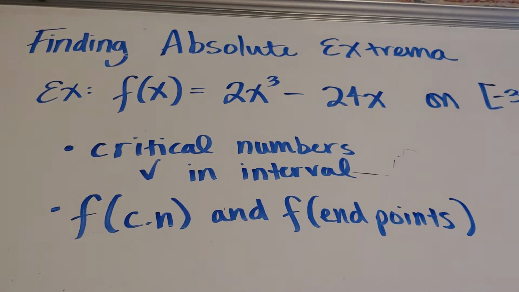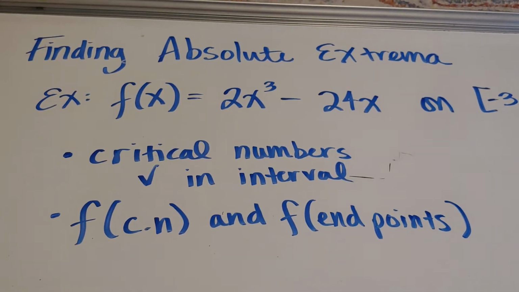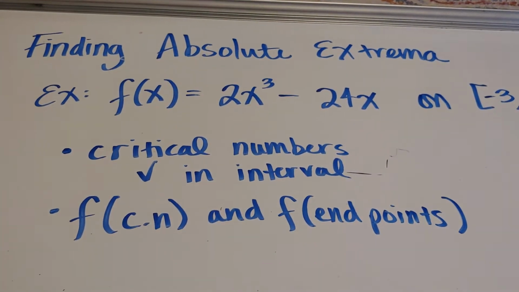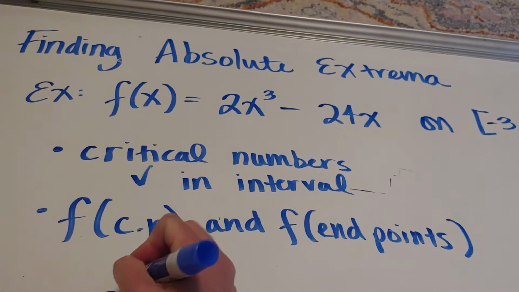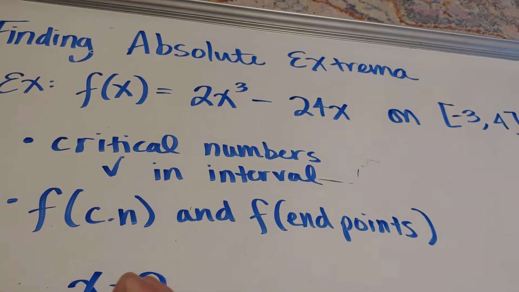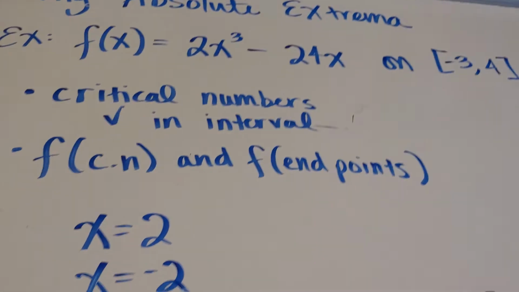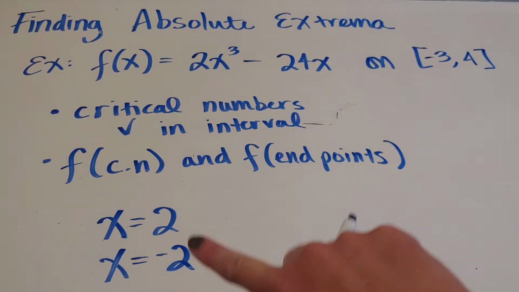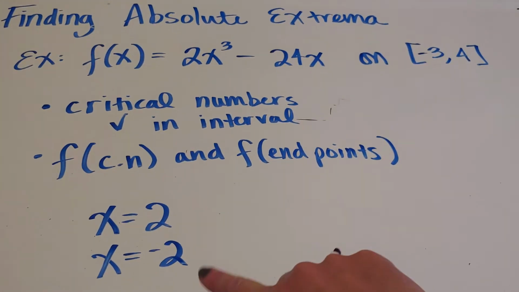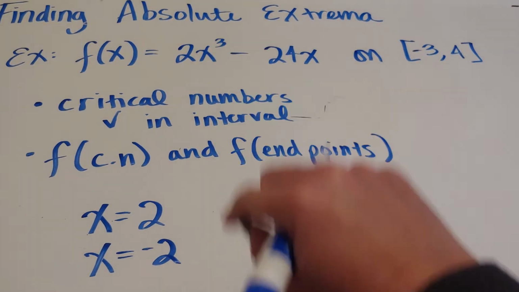In a previous video, we found the critical numbers for this function. When we took the derivative, set it equal to 0 and solved it, the critical numbers were positive 2 and negative 2. We got two answers. So what this means is that we are going to plug in positive 2 and negative 2 along with negative 3 and 4 into this function.